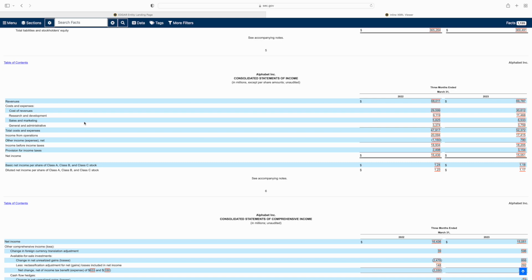One thing I'd like to add, because we are obviously looking at Google today: Google's gross profit margin is 56%. If we look at Microsoft, which is kind of a competitor, theirs is 69%, and Apple comes in at 44%.